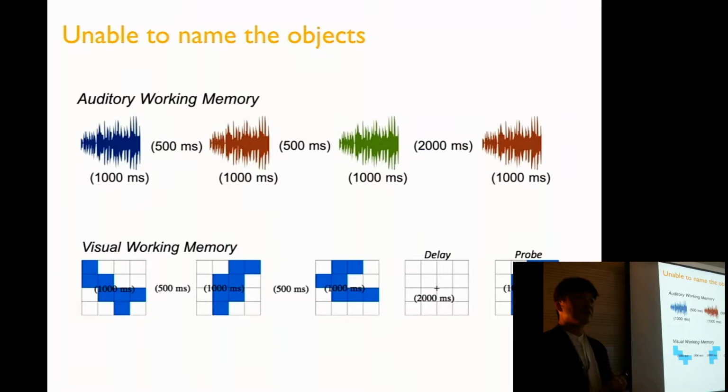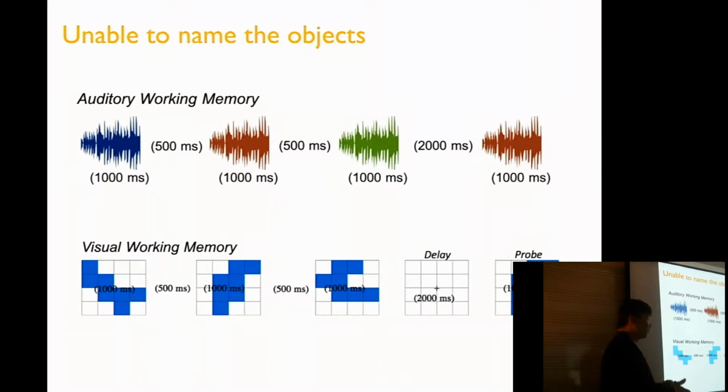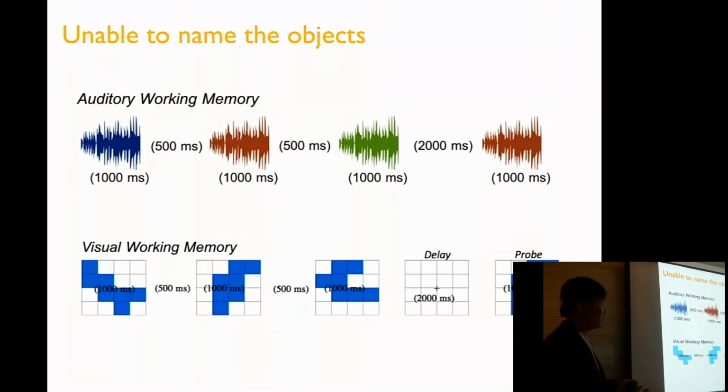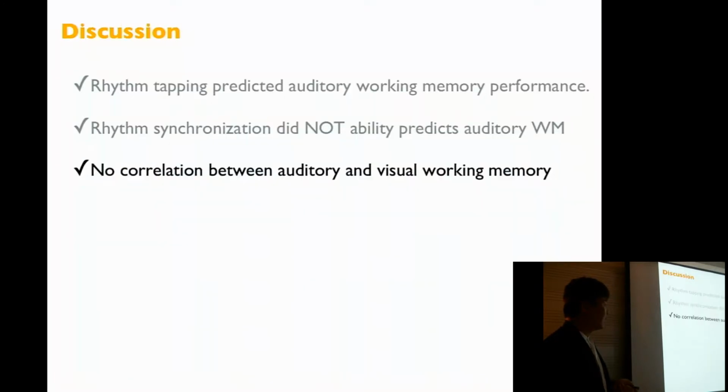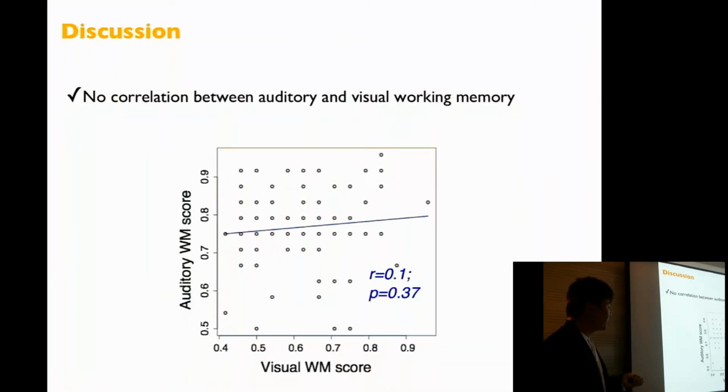But if we use something like animal sounds, like a tiger, and they all map onto some semantics, then it probably wouldn't matter whether you use sound or pictures, because they all map onto this semantics. But when you cut that sort of semantic mediation, then you no longer see a correlation. Here we've got a correlation of 0.1, which is not significant. So that's another finding we have.